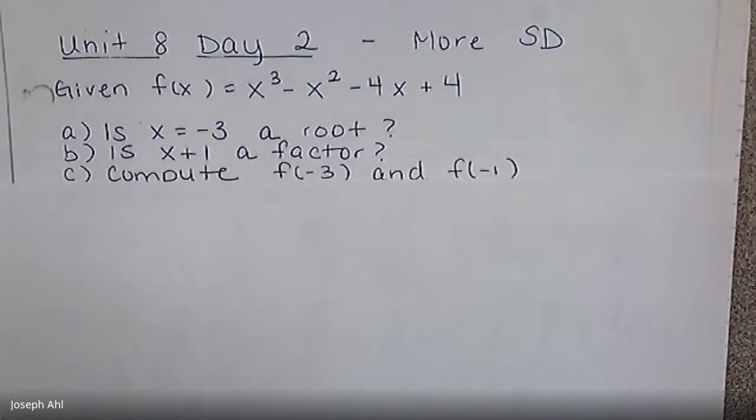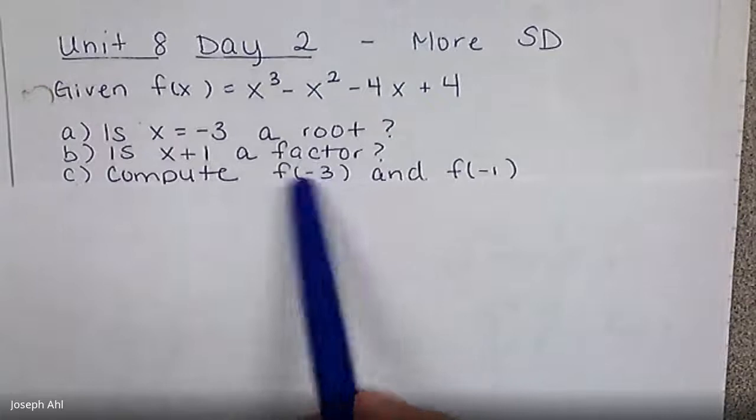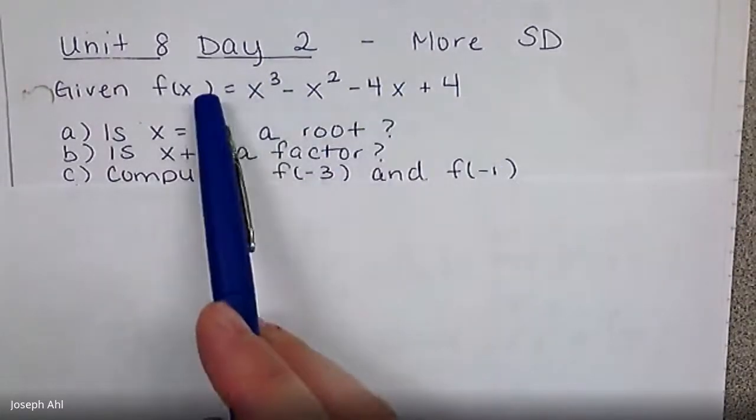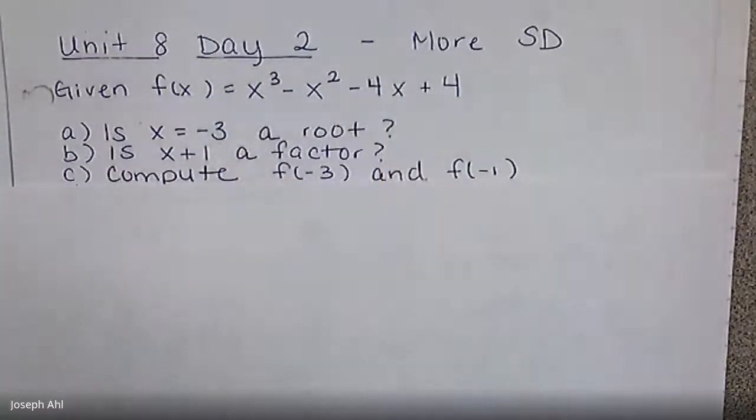Part C, compute f of -3 and f of -1. That's something we could have done way back in the beginning of the year. f of -3 is just plugging in -3 for the x's, right? f of -1, same thing. Plug in -1 for x, see what the output is. And then what conclusions do you think we're going to make about that?